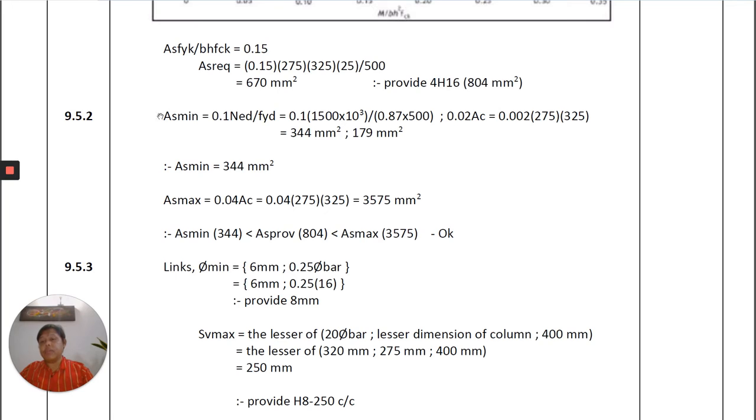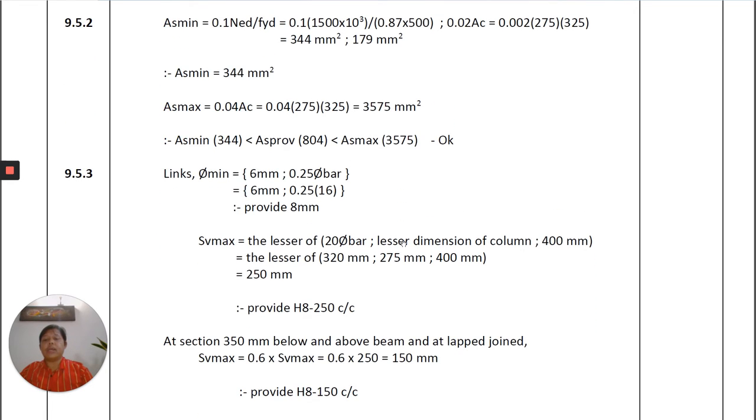Then we calculate the As minimum by referring to 9.5.2. The formula for As minimum for the column is equal to 0.1 NEd over fyd. And then the answer is 344. And then we compare with 0.002 Ac. Here is a typo. And then we get the answer 179. Then the biggest one is 344. And then As maximum is equal to 0.04 Ac. And then we get 3575. Then we make a conclusion here is in between the As minimum and also As maximum as usual.